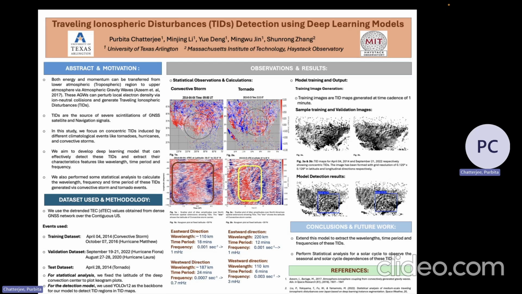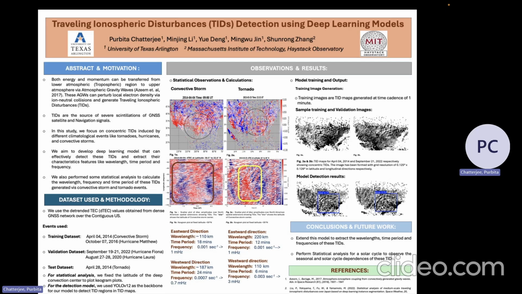Next, I would like to walk you through a model that we developed for detecting the TID regions over the contiguous events. First, I would like to walk you through the data set that I've been using. I've been using the GNSS data set, which has been collected from the dense GPS receivers spread over the whole of the contiguous US region.